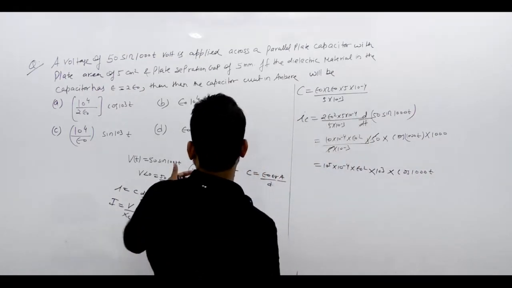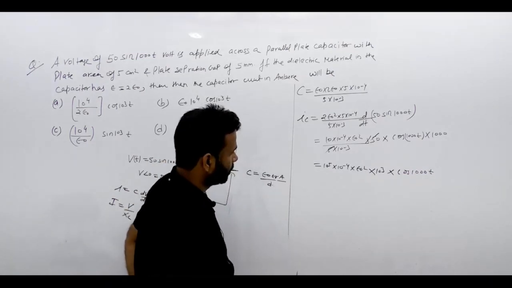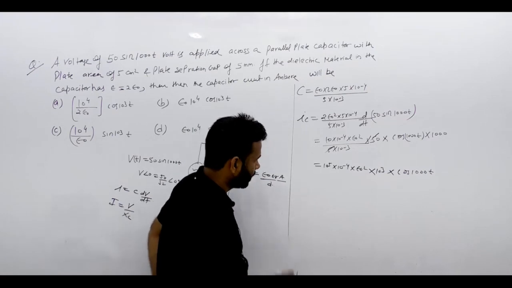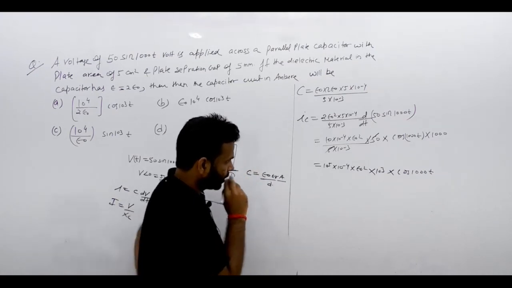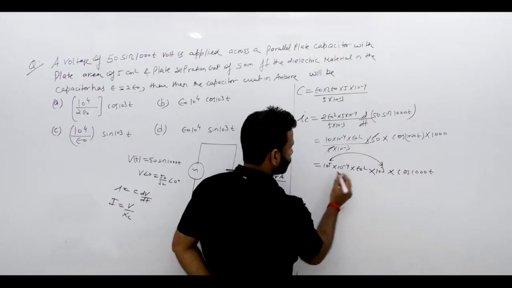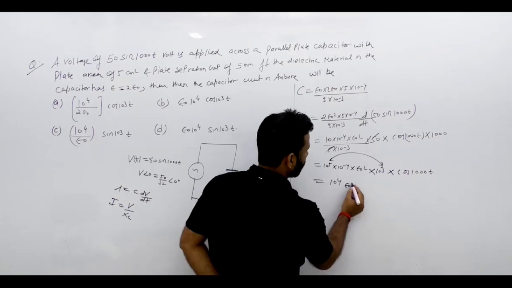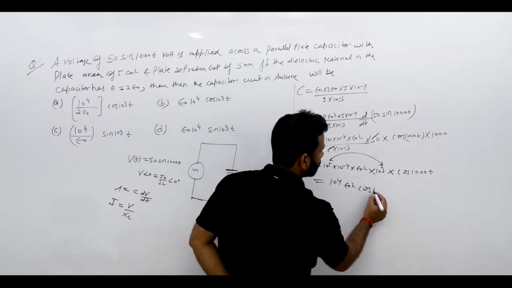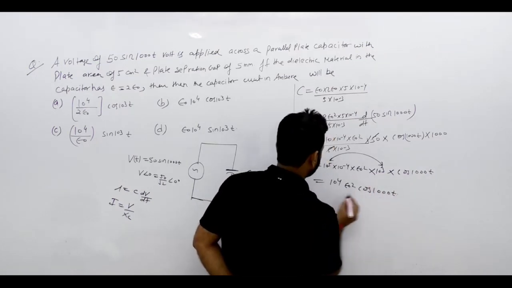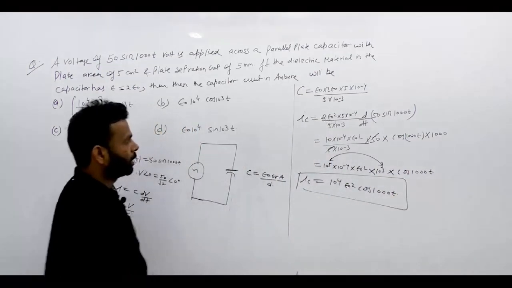Do we have options with cos? Yes, we have 2 options in cos. Let's see what is the value of that. If you see this whole thing, it is 8 minus 4, that is 10 power 4 epsilon square cos 1000t. So this is the value of the current through the capacitance.